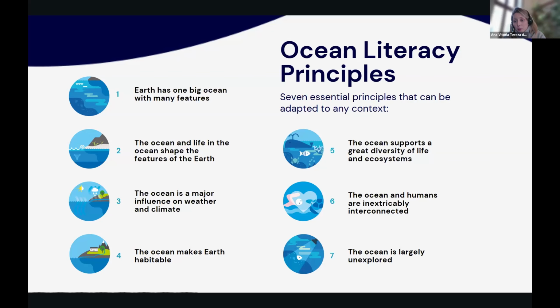So those are the 7 essential principles that we call. So one is that the earth has one big ocean with many features. 2, the ocean and life in the ocean shape the futures of the earth. 3, the ocean is a major influence on weather and climate. 4, the ocean makes Earth habitable. 5, the ocean supports a great diversity of life in ecosystems. 6, the ocean and humans are inextricably interconnected. And 7, the ocean is largely unexplored.